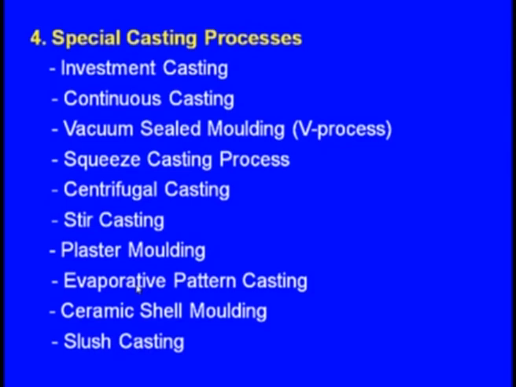And in the fourth category, the special casting process, we have investment casting, continuous casting, vacuum sealed molding, also known as the V process. And next we have the squeeze casting process, centrifugal casting, stir casting, plaster molding, evaporative pattern casting, ceramic shell molding, slush casting. All these we are going to learn in the subsequent lectures.